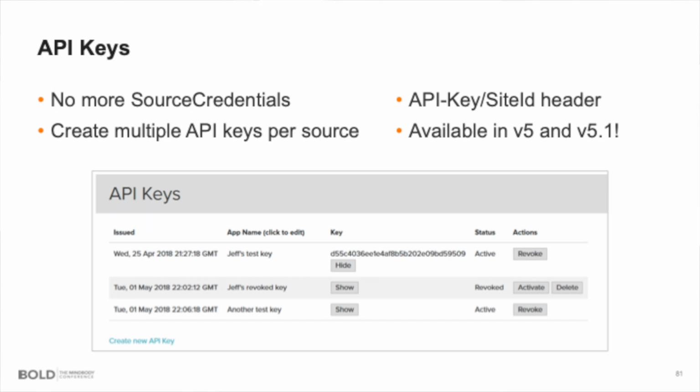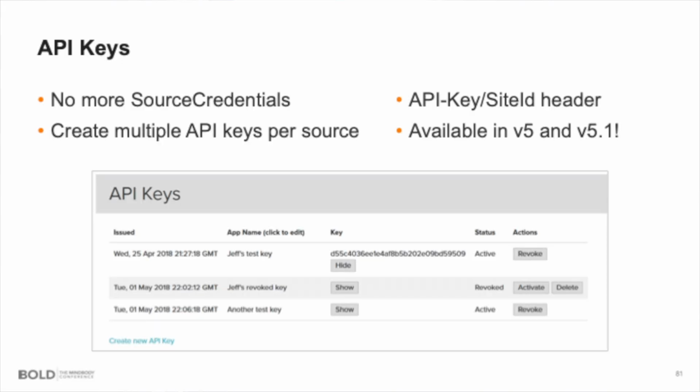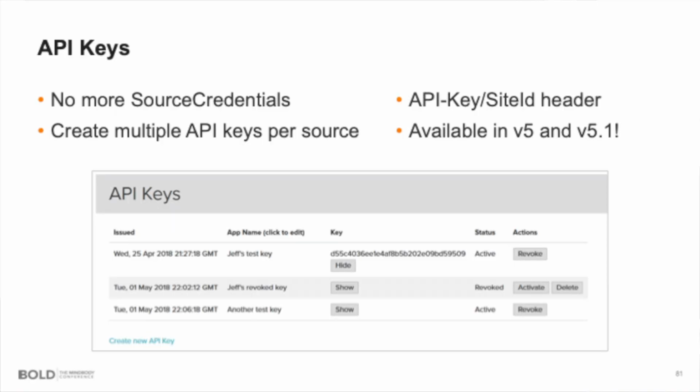It's also a lot more modern way of authenticating, of course. So we're going to do that with an API-key header and site ID header, because as you know, site ID comes through our source credentials. So we're going to take an API key and site ID header. And best of all, this is available to you right now in version 5 and 5.1. So at lunch, I want to see you all with your laptops out and open and creating those API keys, updating our integrations, and getting started on that.